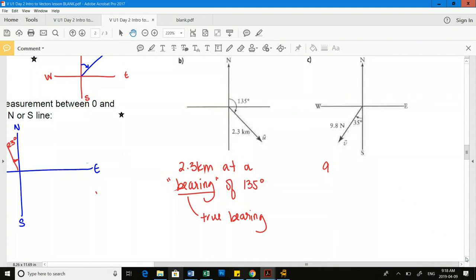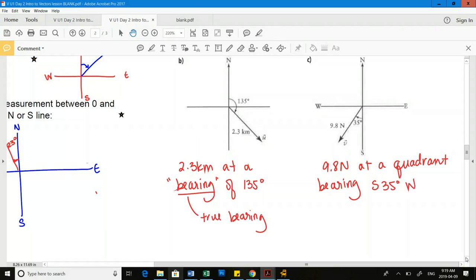Okay, and this guy here, 9.8 newtons, how would I say this? South 35 degrees west. Yes, good. So we would say at quadrant bearing. I don't think it's necessary for us to say quadrant bearing, but I think in the textbook sometimes they do specify that it is a quadrant bearing, but it should be south 35 degrees west.